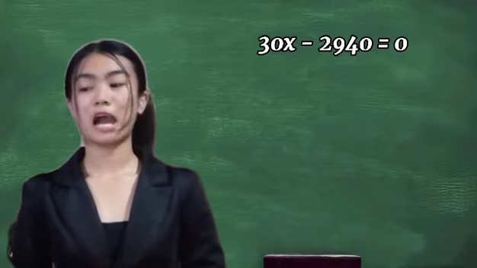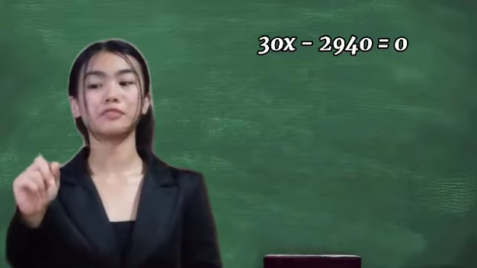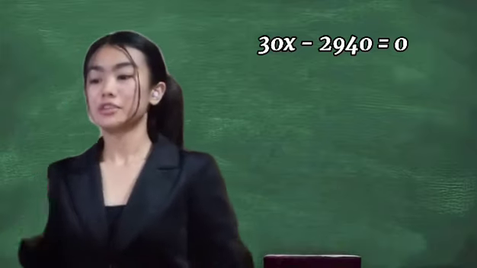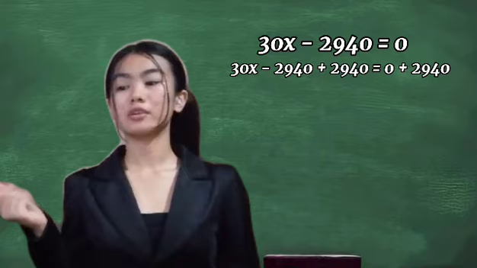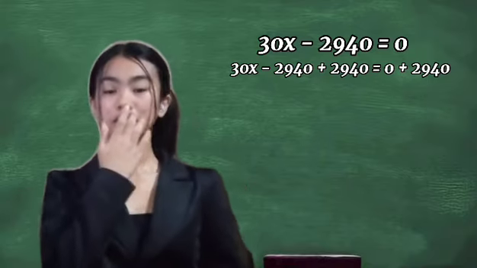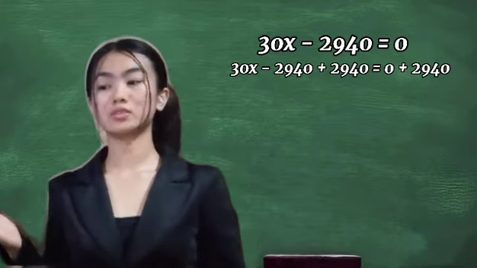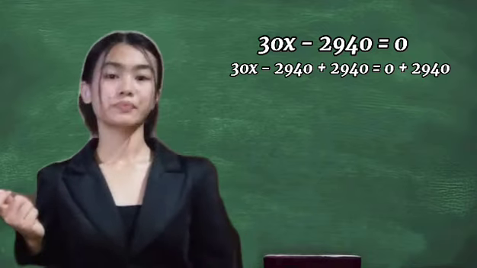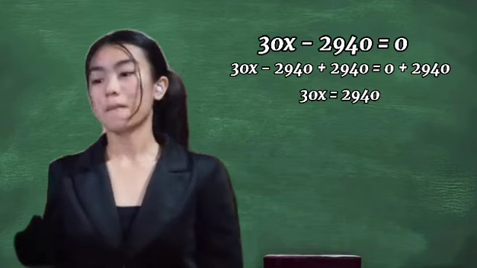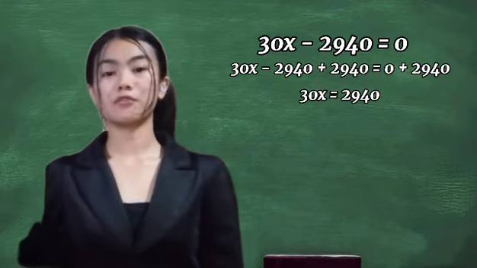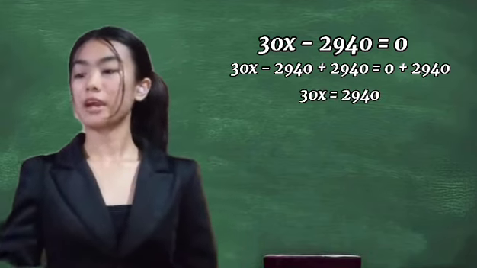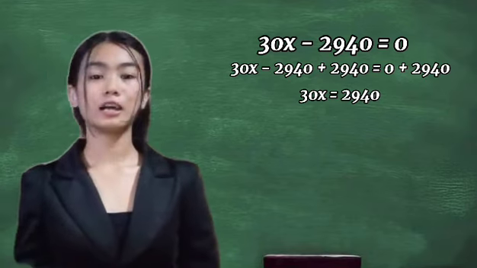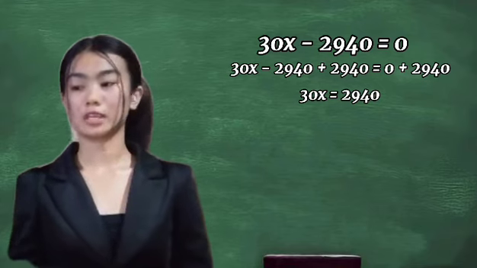Let us use the additive inverse property of equation to find the value of x. 30x minus 2,940 plus 2,940 is equal to 0 plus 2,940. The answer would be 30x equals 2,940. Divide both sides of the equation by 30 and the answer is x equals 98.